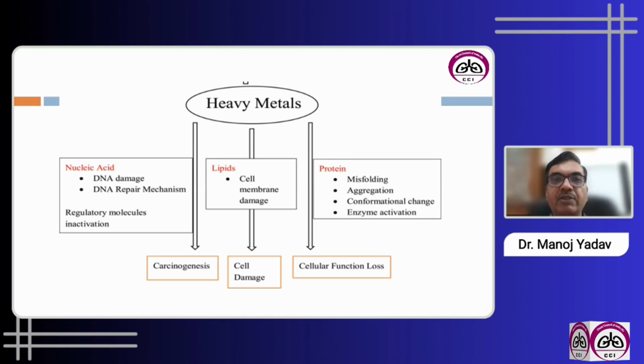This is a graphical chart of how heavy metals can affect the nucleic acids, the lipids, and the proteins, leading to carcinogenesis, cell damage, and cellular function loss.